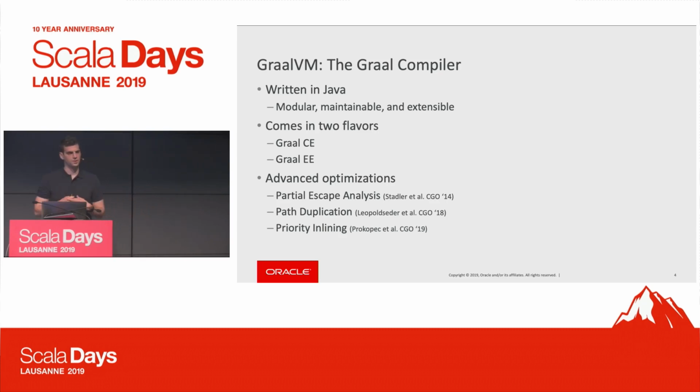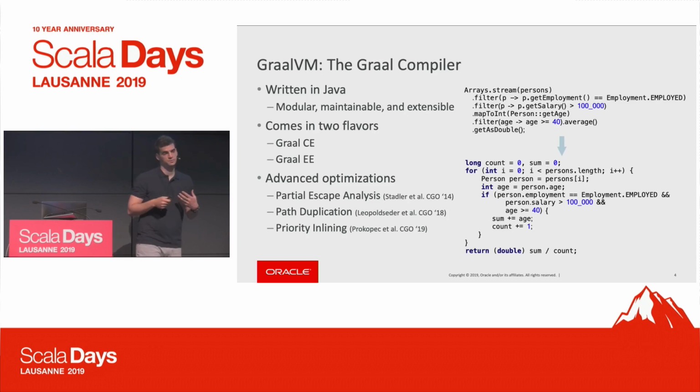Because of this nice interface, modularity and extensibility, it was very easy to develop really cool optimizations. What makes Graal faster? There are a lot of things, but I would take 3 that I like the most: partial escape analysis, path duplication, and priority inlining. I think these 3 make Graal unique compared to the other compilers, especially how they interact with each other. If you want to know more about these, you can look at the papers, which are published.